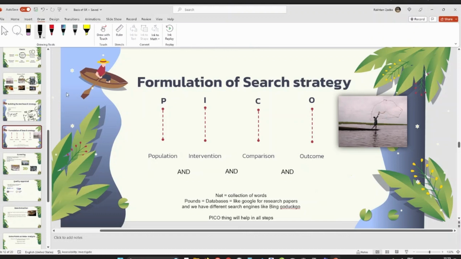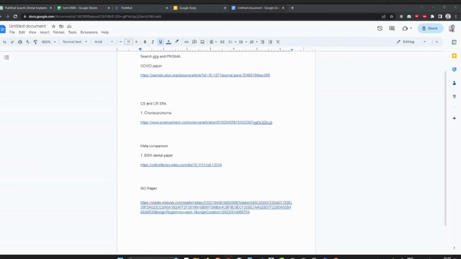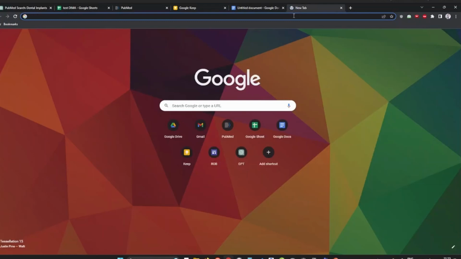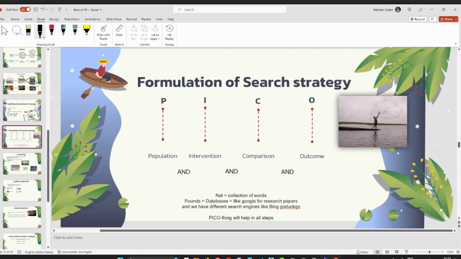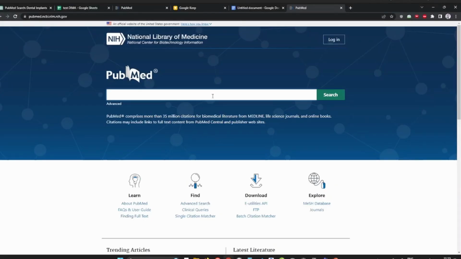So let's take a real life example for a second. Let me open PubMed. We'll try this in PubMed also. We cannot just go into a database and directly type in apples.